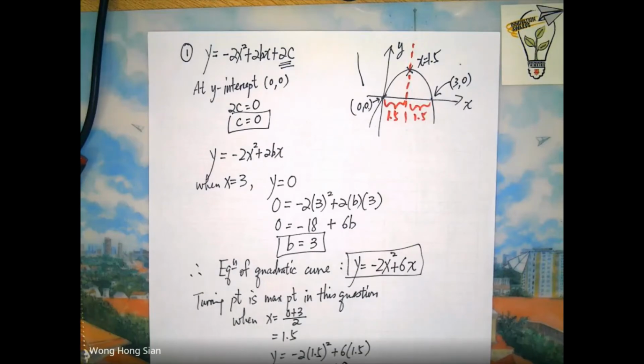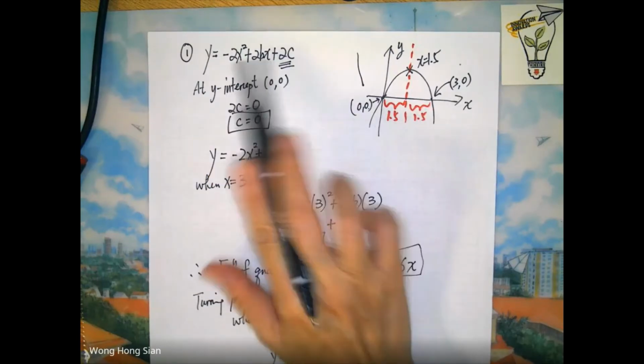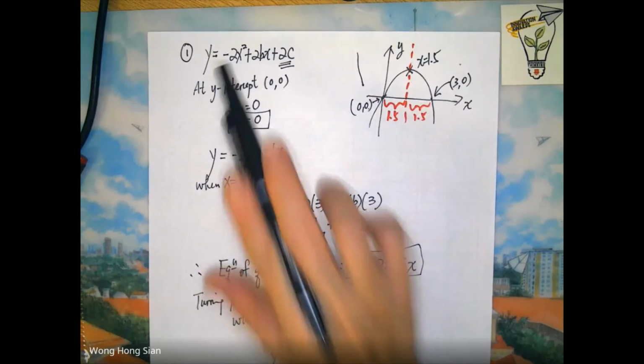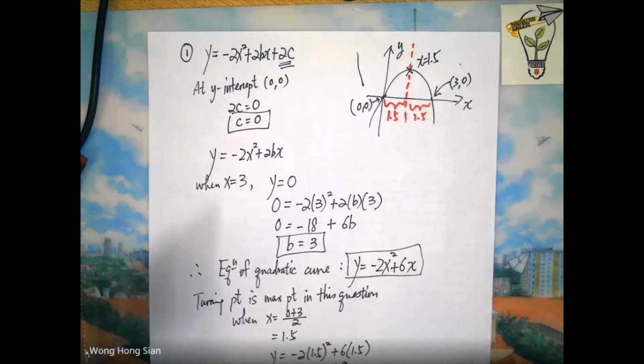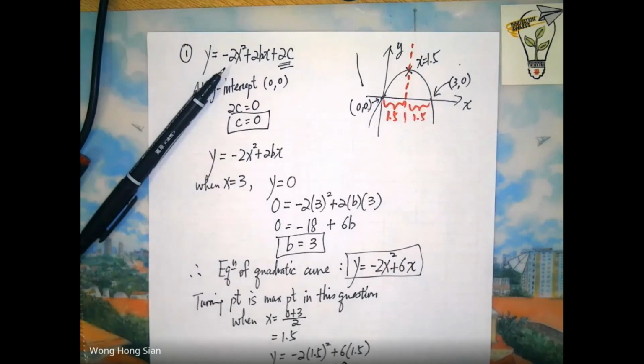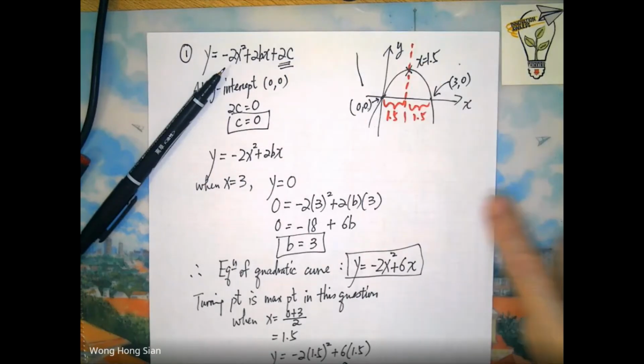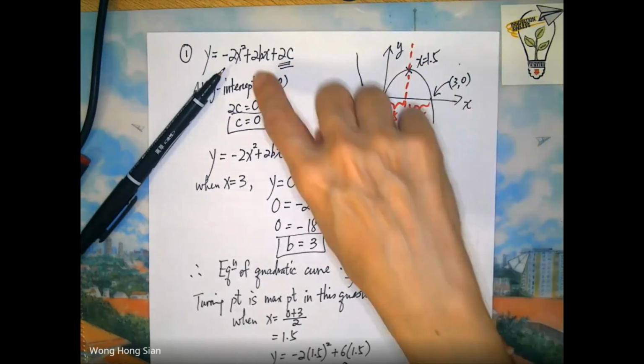Maybe I go through briefly. You see that the question gives a general form. So we look for the A. This is A. So A is -2, so you know the graph goes downwards. Then C is where it cuts the y-axis, and then B we determine later.